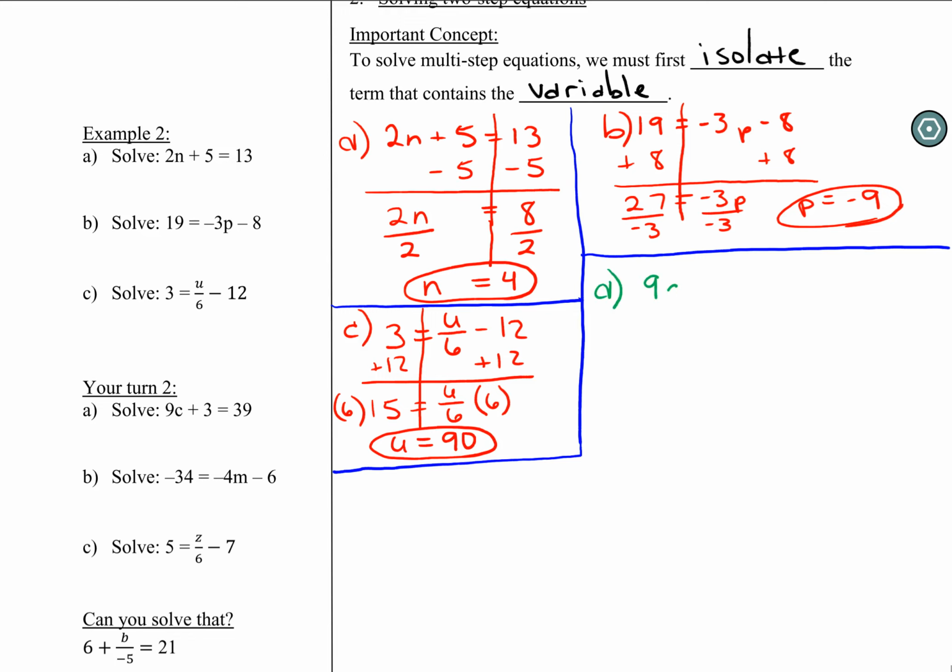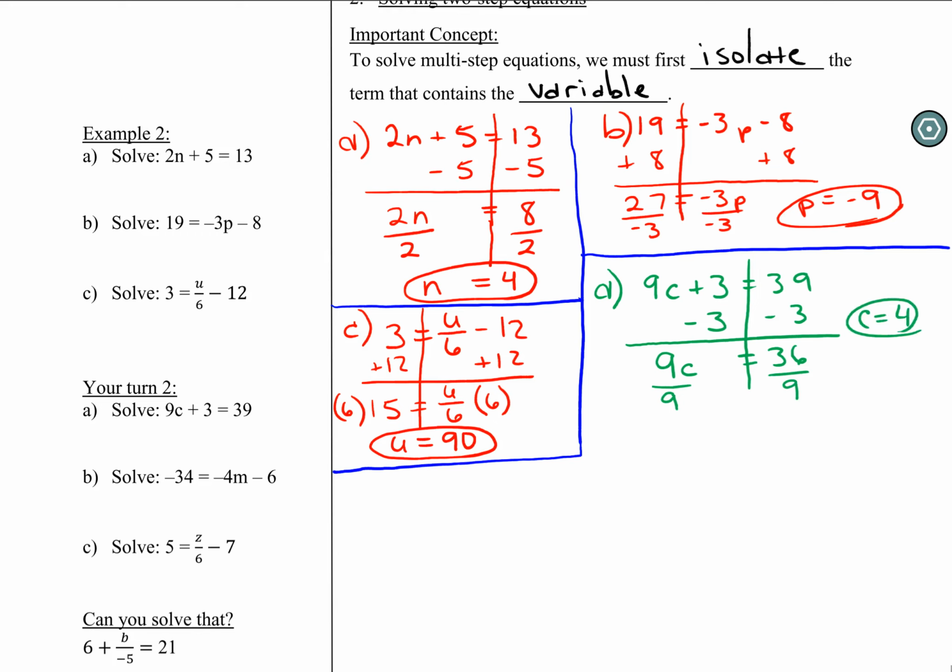For A, we have 9c plus 3 is equal to 39. Draw your mirror. Isolate the variable by subtracting 3 on both sides. That gives you 9c is equal to 36. Divide both sides by 9, and we get an answer of c is equal to 4.